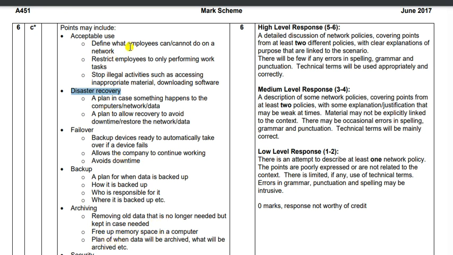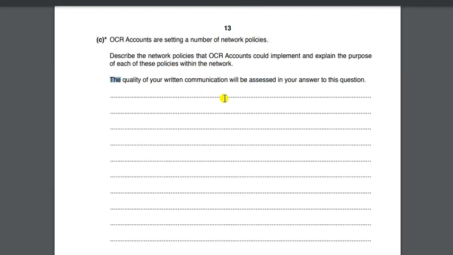So all these policies have to be framed and you have to give any two policies and the explanation for each of the policies. So this is what we have in this question paper.